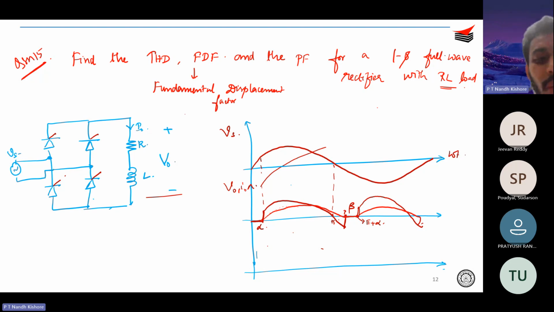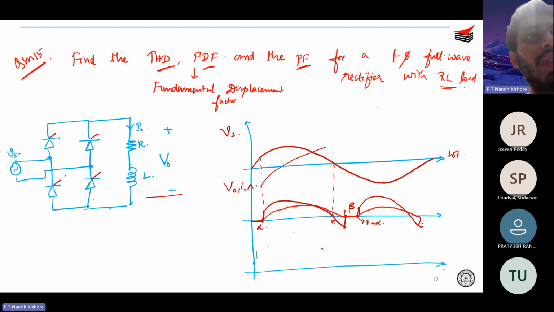Okay. So what about your source current, right? Because we are talking about THD, fundamental displacement factor and power factor, we need to know the source current, right? Because after all, your source current is the one that's alternating. Your output voltage and your output current are going to be DC quantities, right? So how would your source current look like?